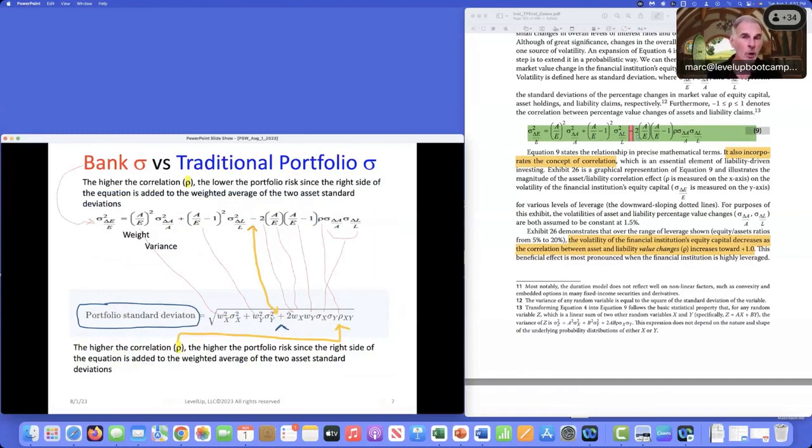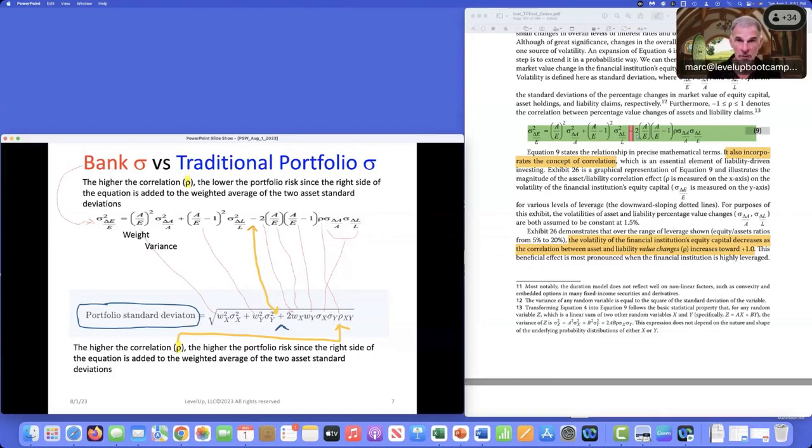Now, go over to my slide for just a second. It's a mess. It's not pretty. So what I want to try to do is highlight the difference between a bank standard deviation and a traditional modern portfolio theory portfolio standard deviation. If you go to the bottom of the slide, your traditional portfolio standard deviation is the square root, to get to standard deviation instead of variance.